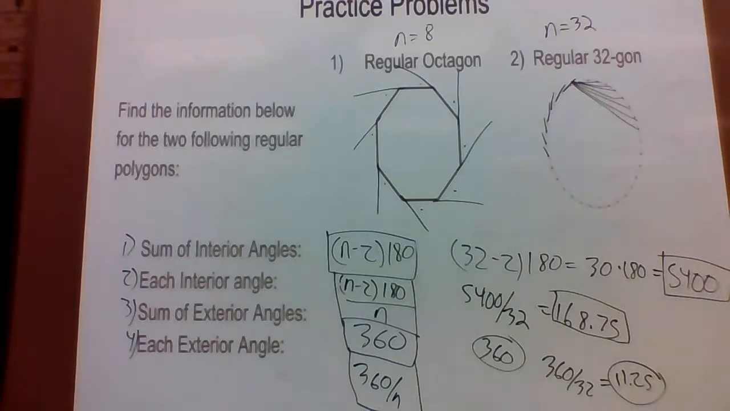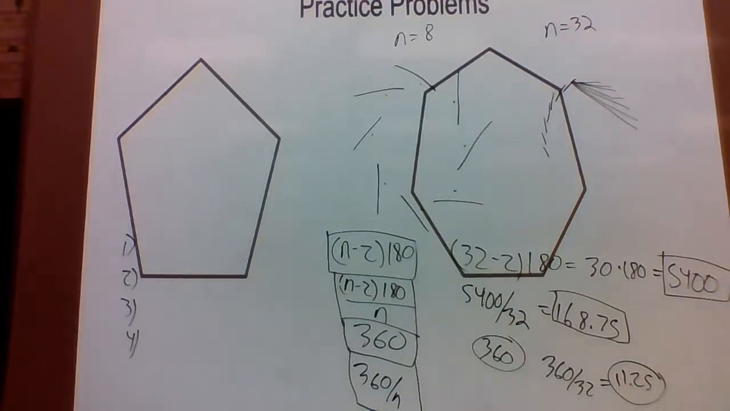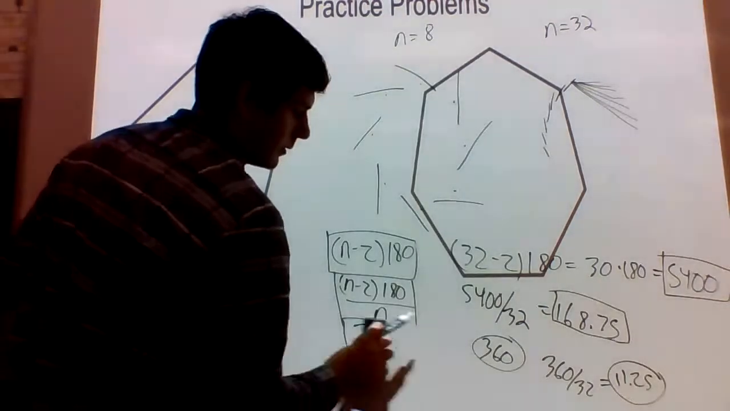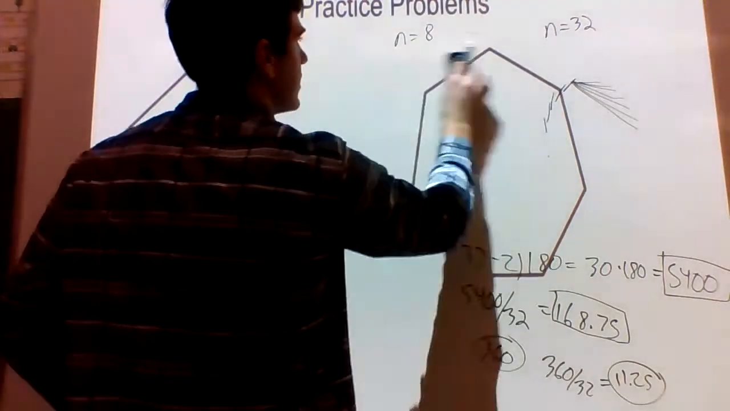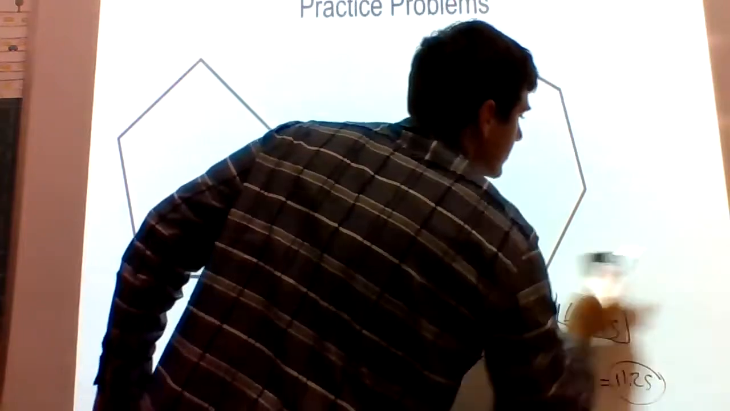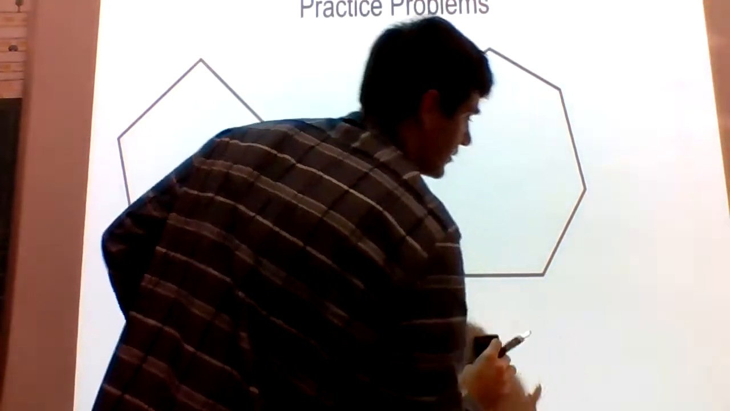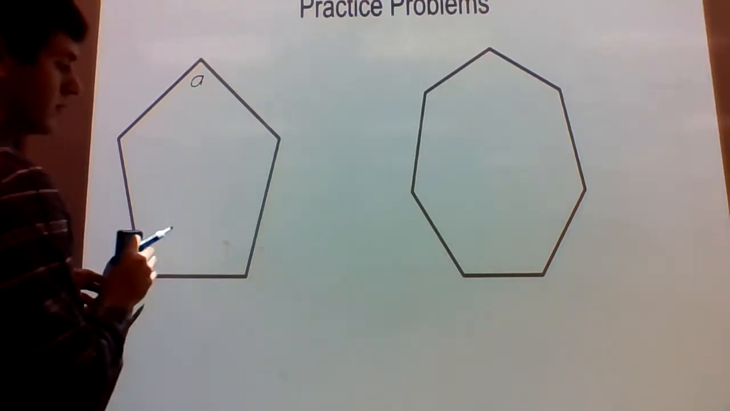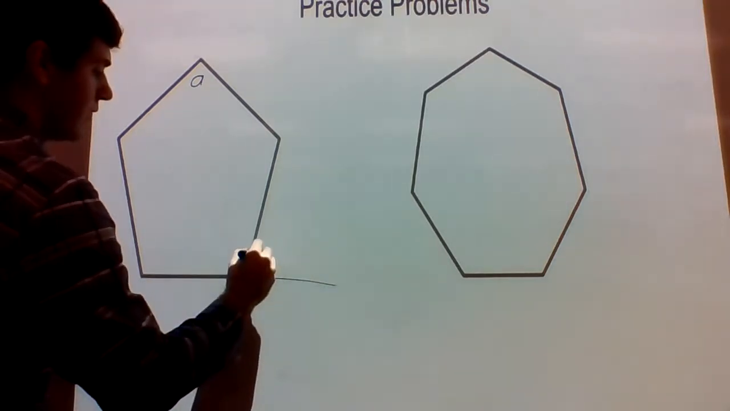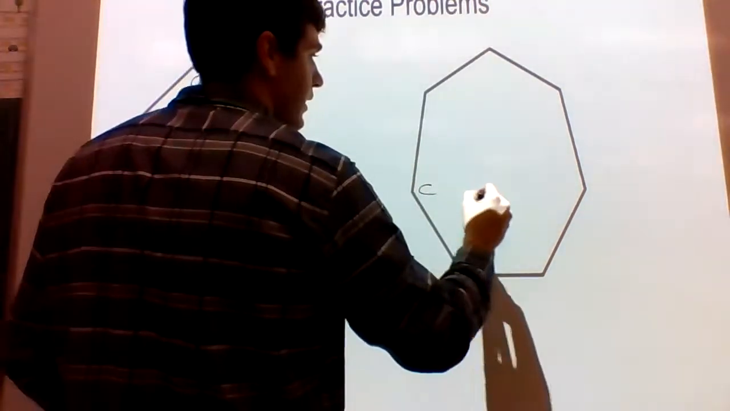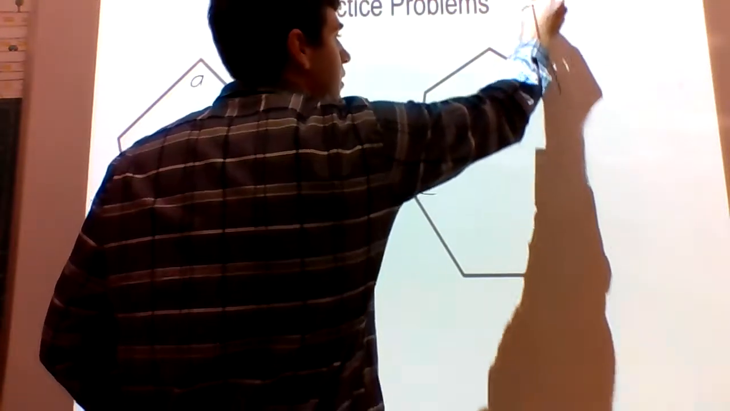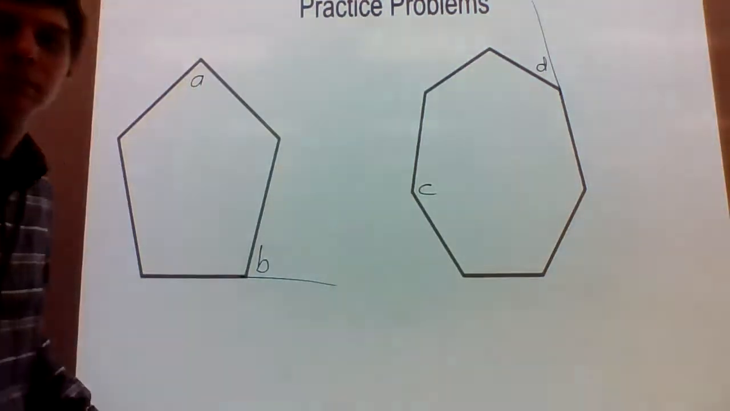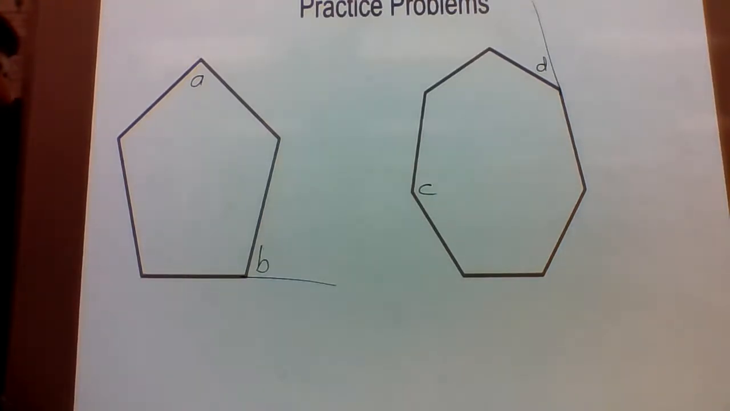Two more problems. This one, a little different style, but same concept. And if you weren't in class or you missed this, I would try these on your own, but what we're looking for is to find the value of A, the value of B, the value of C, and the value of D. So probably should try to stop the video and try that on your own first.